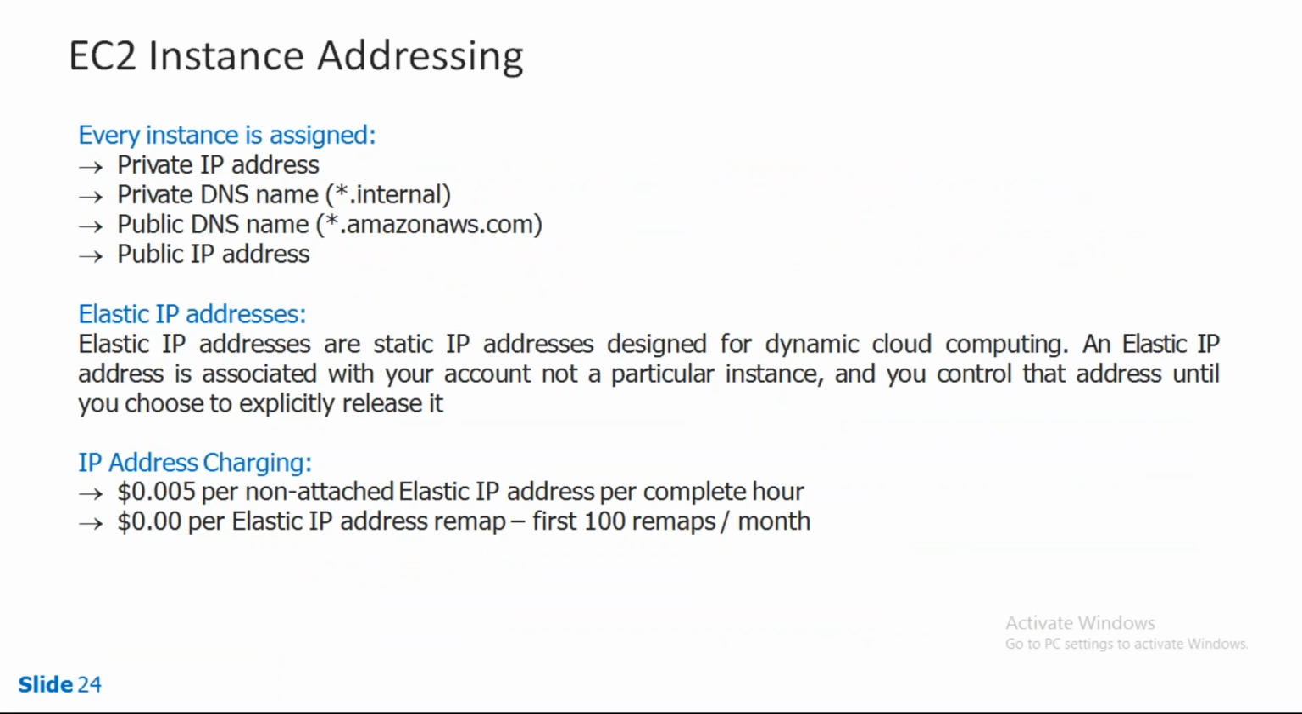Then, easy instance addressing. How do we address that? We always have to connect to an EC2 instance. So by default, we need to have some addresses so that we'll be able to communicate with it. That's what a private IP address is.